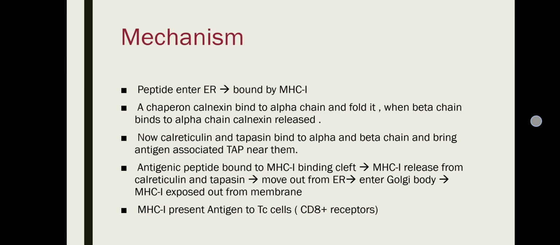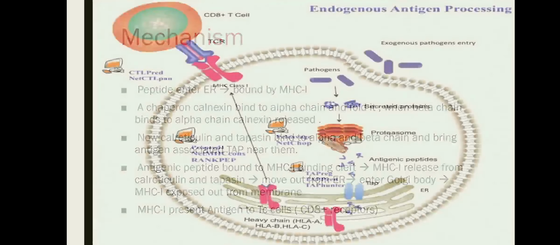Then the MHC-I bound with the antigenic peptide is exposed on the membrane of the cell and presents the antigen to the CD8 plus receptors of the cytotoxic T cell. Okay, let's understand this with a diagram.